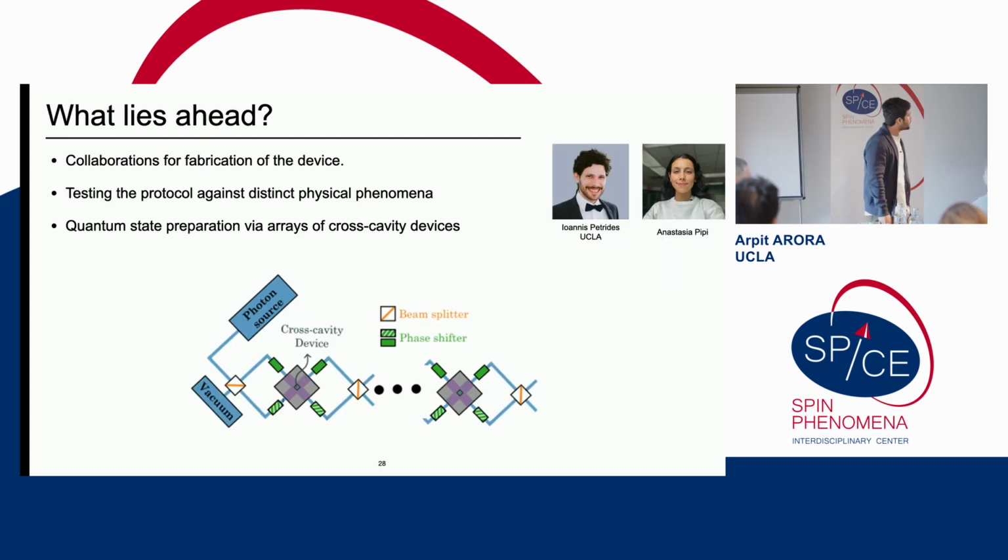So with this, I would like to tell you what's ahead along these directions. What we plan to do, of course, is some nice collaboration so that this device can become a reality, because right now it's just on paper, so it's ideal and always works, but we don't know how it will turn out once we make it. Then we want to test different physical phenomena against this protocol so that we know how much better the device, at least on paper, performs compared to other existing probes. We also plan to make an array of this device, which can be used for quantum state preparation and to enable on-demand variational parameters for quantum computing.